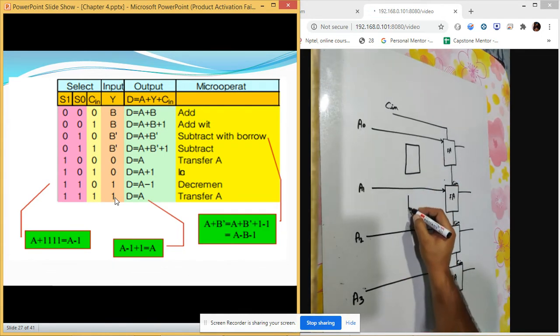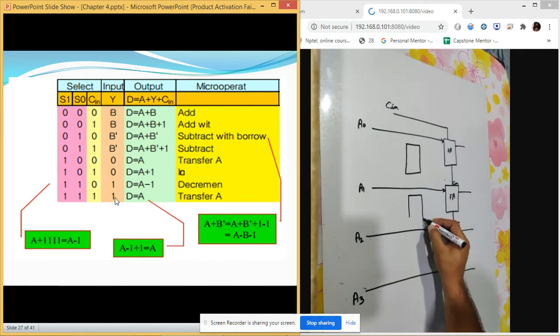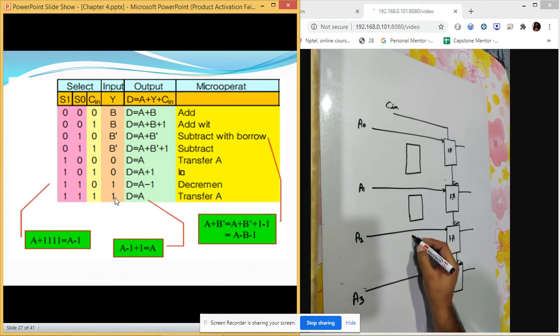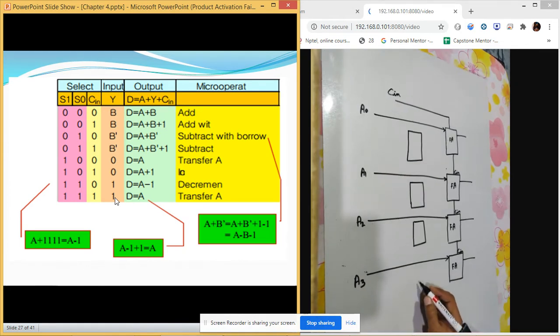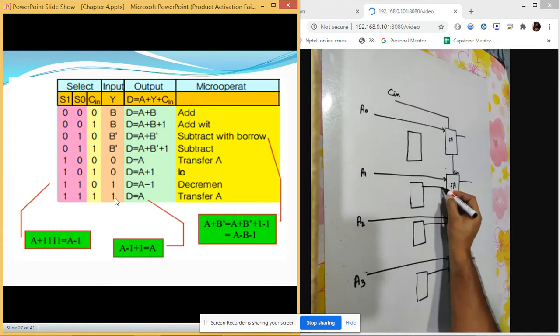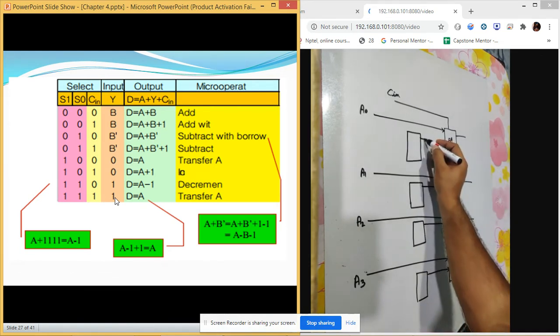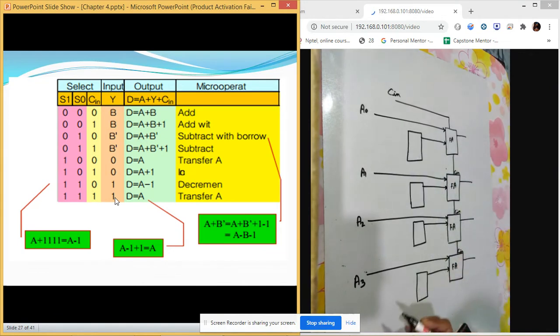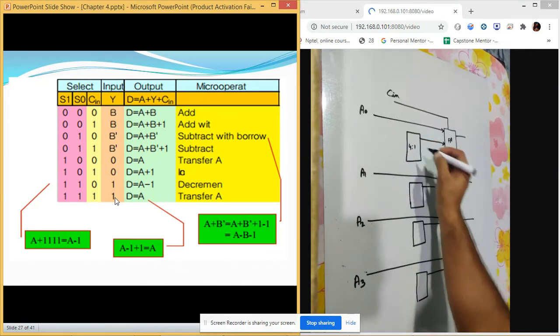First, second multiplexer, third multiplexer, and we have a fourth multiplexer at this place. And there will be a single output from here. So this is a 4:1 mux.